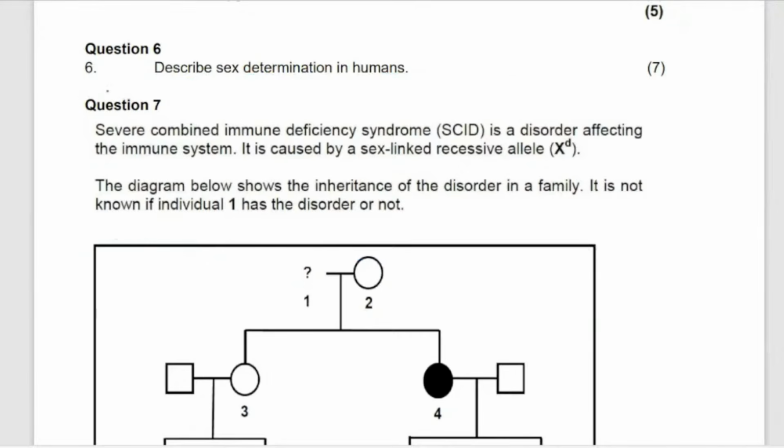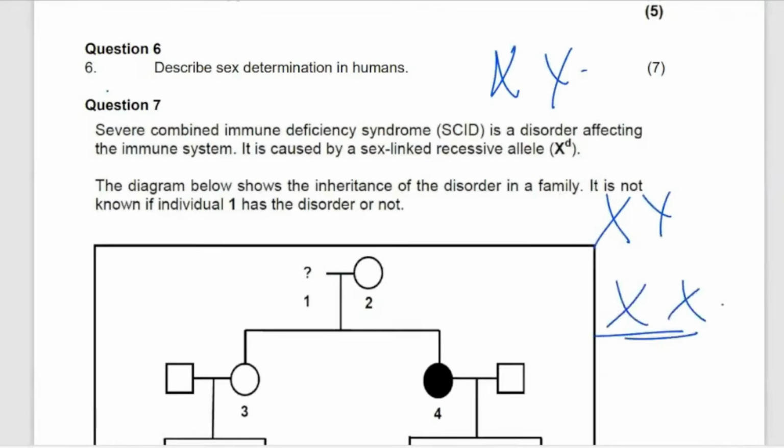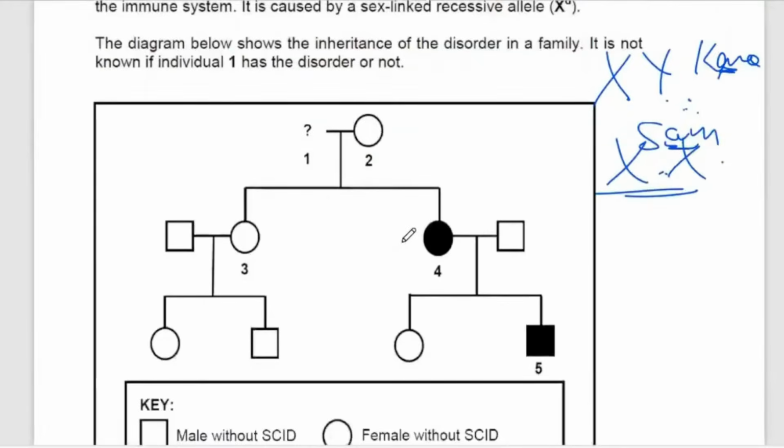If they say sex linked disorder, definitely you have to use X and Y. Male, there will be X and Y. Female, there will be X and X. If it is not a sex-linked disorder, please don't use X and Y. However much they have talked about a male and a female, please don't use X and Y if they have not mentioned that this is a sex-linked disorder. I think I'm clear there. Number 2.